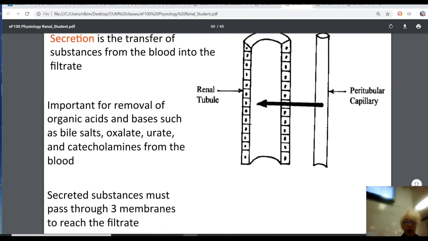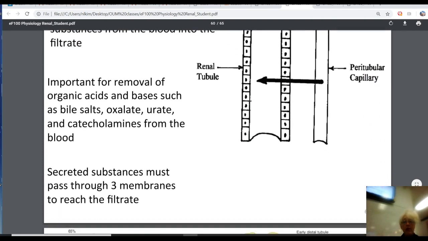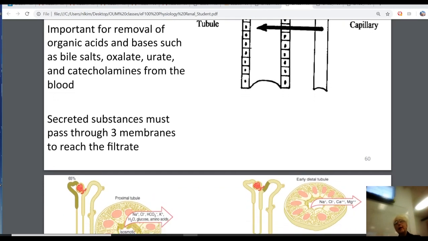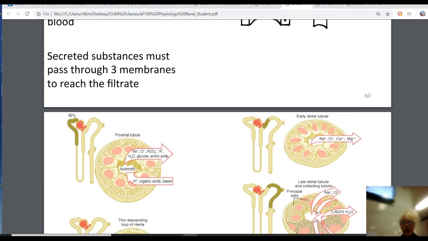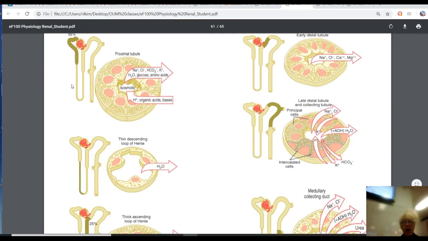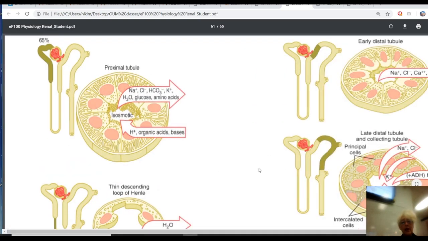Typically, your bigger molecules have to be transported via ATP because they're too big to be just diffused. Okay, secretion is usually, remember, small molecules are secreted, charged molecules are secreted.